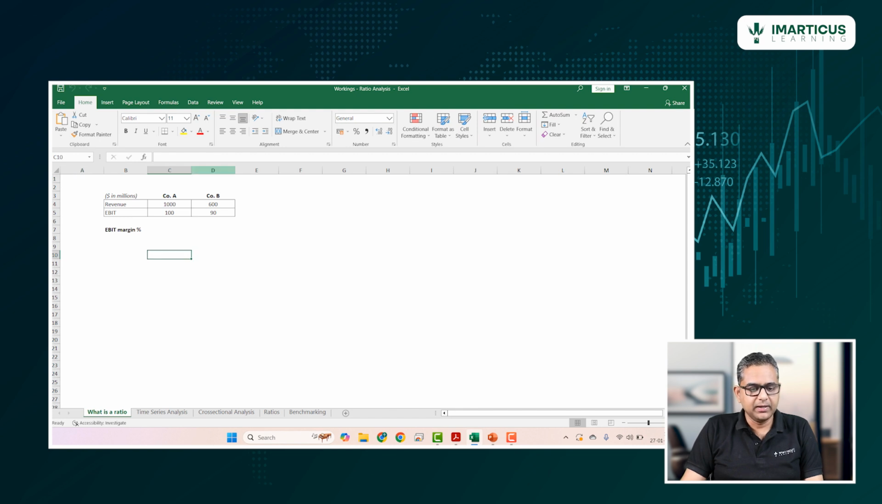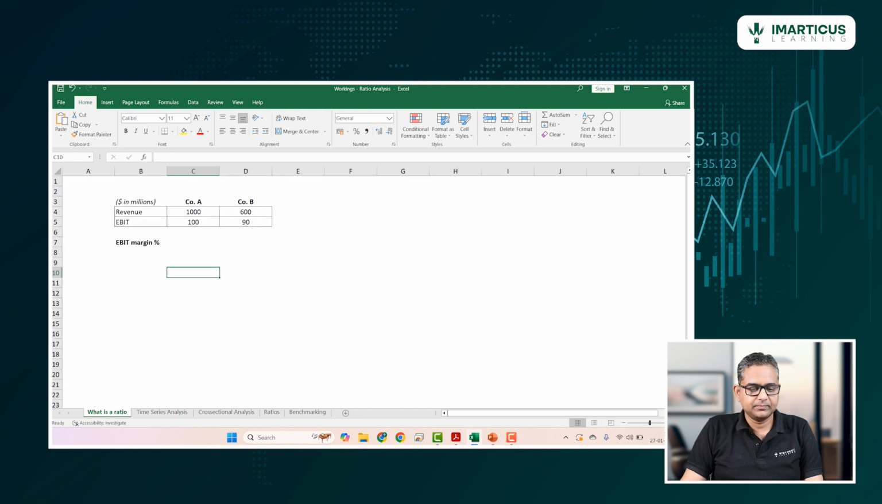Let's look at one more example. Let's say we have very simple data of two companies, company A and company B. Company A generated revenues of $1,000 million and company B generated revenue of $600 million. Company A had a EBIT of $100 million, whereas company B had a EBIT of $90 million. So looking at just the absolute numbers, we can see that EBIT of company A is higher, right? But can I say that company A is doing better?